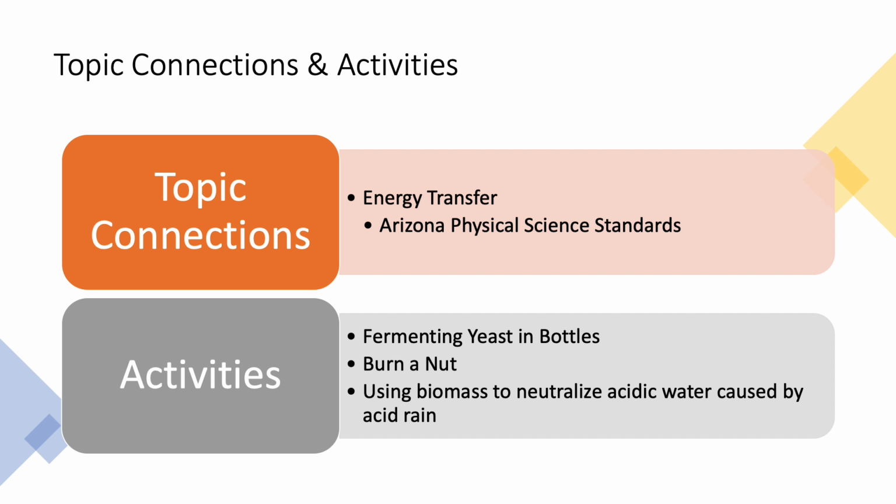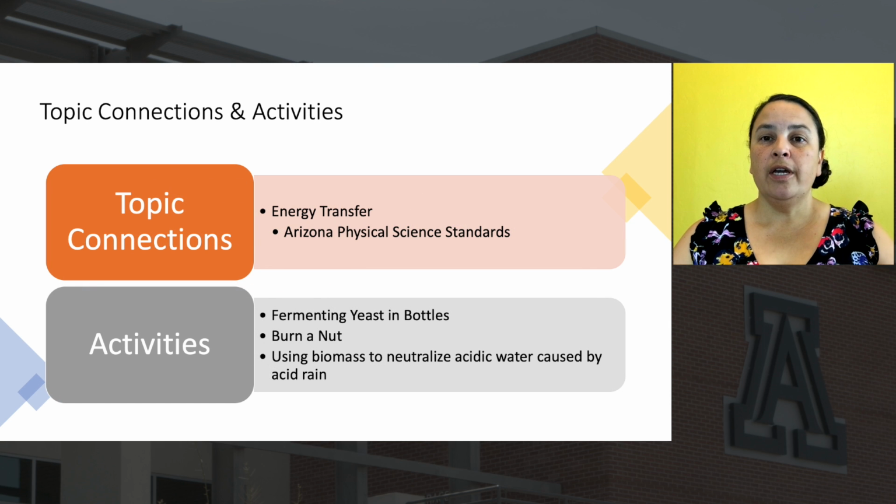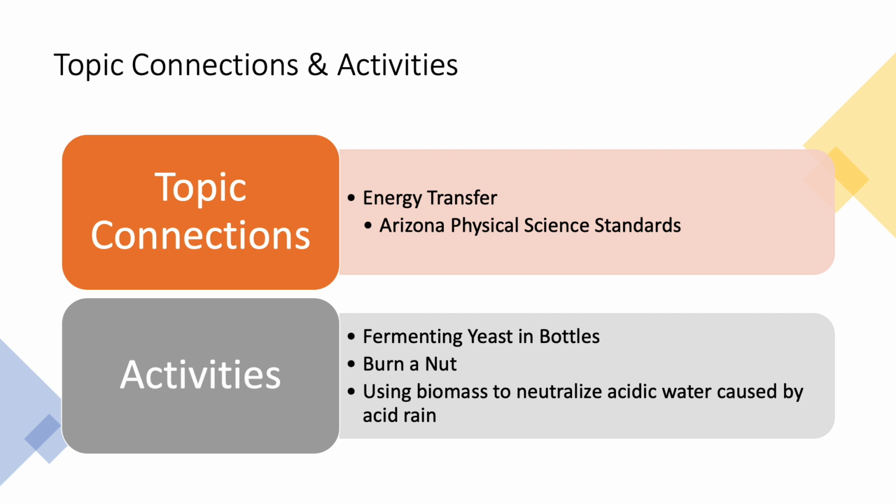Our topic connections were energy transfer, which comes from the Arizona Physical Science Standards, and specifically some activities that we did in my classroom to connect to this were fermenting yeast in bottles, where the students used yeast feeding on sugar to create gases. We also did a burn a nut activity where the students were able to measure how much energy was stored in different types of nuts. And then finally, using biomass to neutralize acidic water that was caused by acid rain as a biodegradable solution.